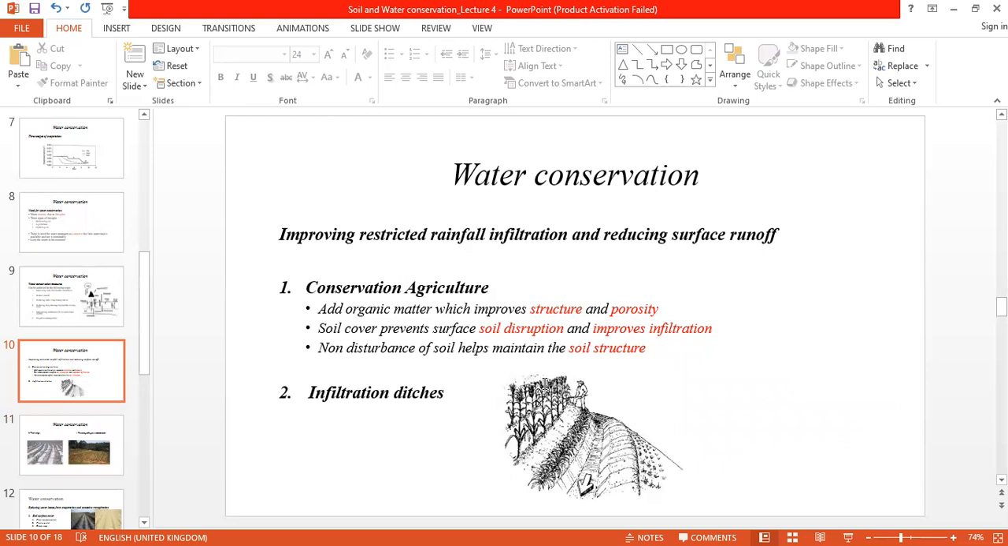So that's how conservation agriculture is going to improve the infiltration. But it also reduces the runoff because of the surface residues that you have. Water does not have the leeway to move on the surface because it's blocked by the residues, and it has enough time to move down into the soil.